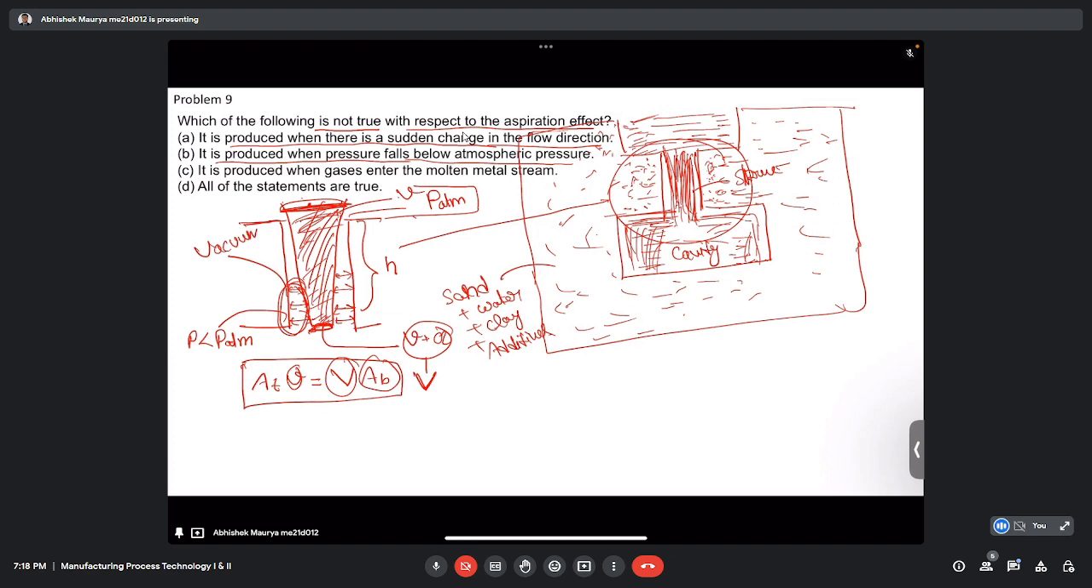Then what will happen? There are gases present inside the pores of the walls of the mold, nitrogen, hydrogen. All these gases are already present in the mold walls. When they find negative pressure, what will they do? They will come out from the mold walls or the pores of the mold, and they start diffusing into the molten metal.